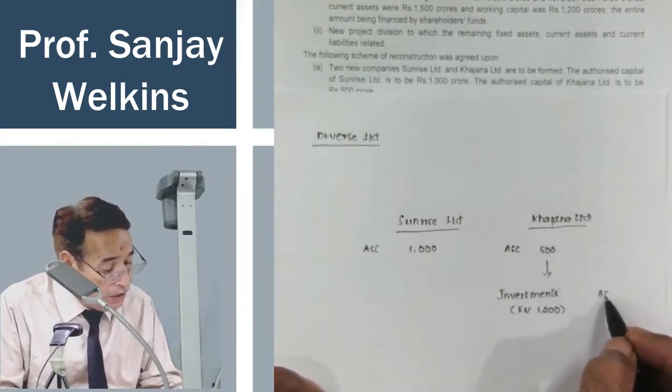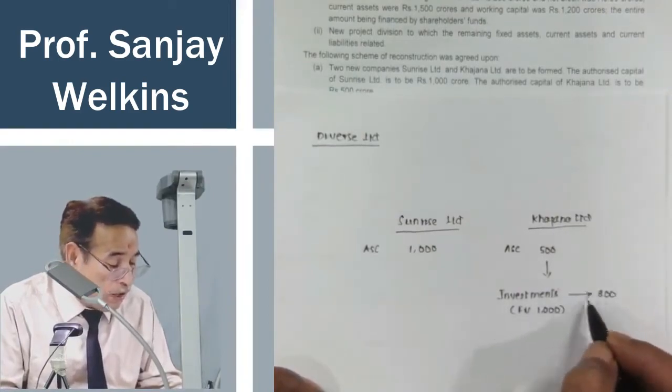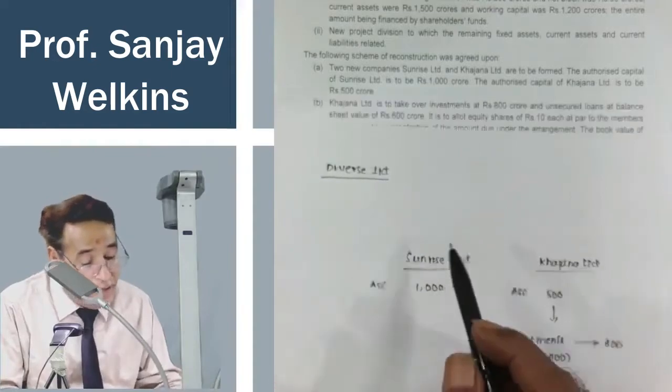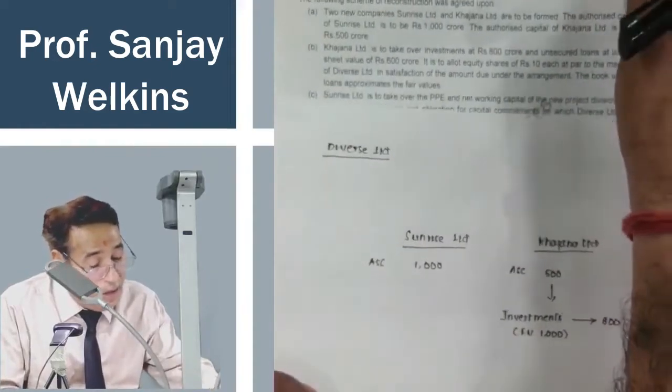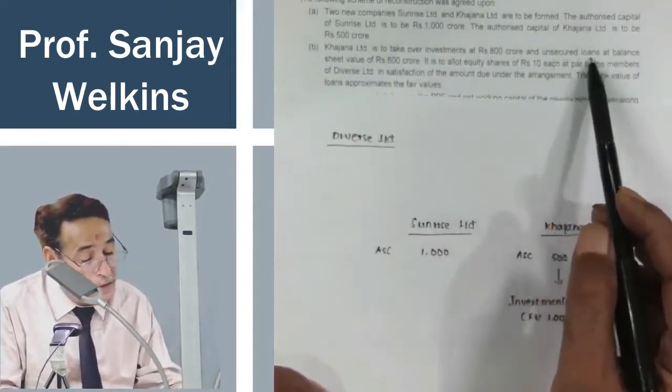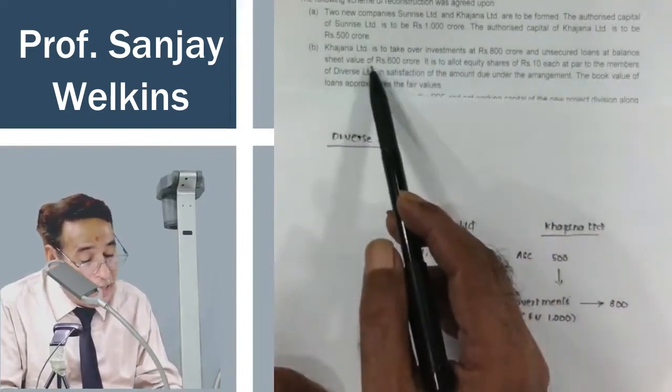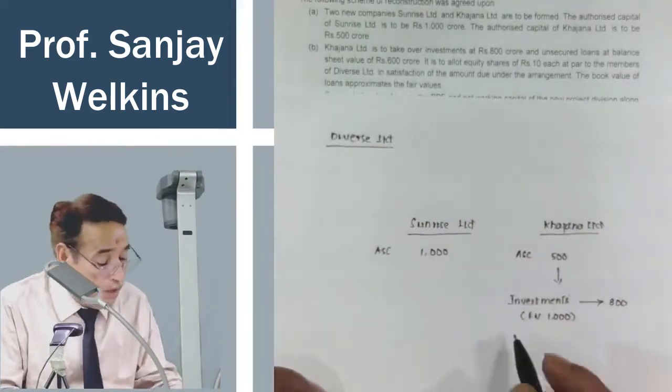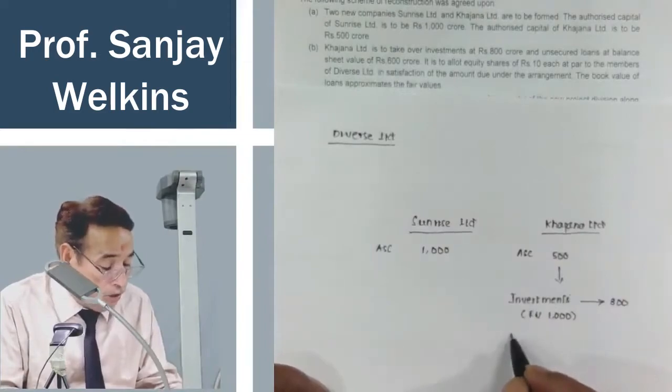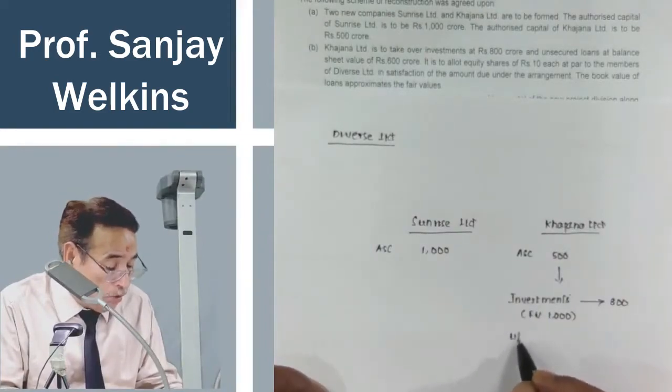Khajana Limited is taking over these investments for rupees 800 only, correct? As per this information, it is also written under unsecured loans at balance sheet value of 600 crore. They are not only taking over the investment, they are also taking over unsecured loan.